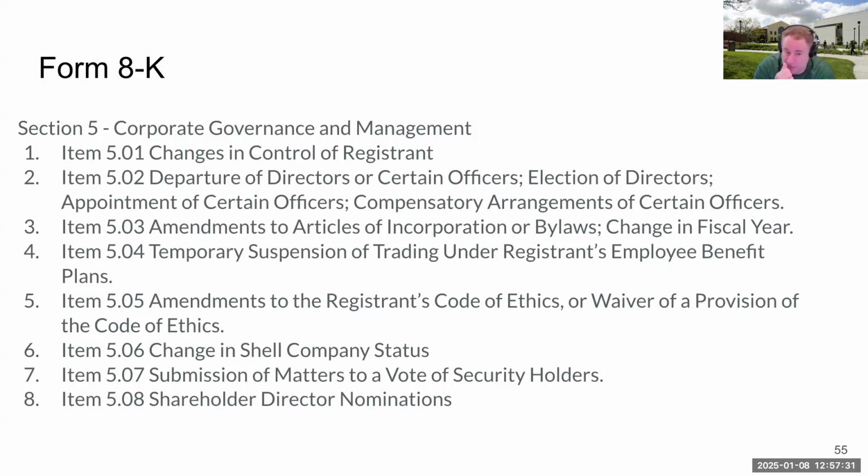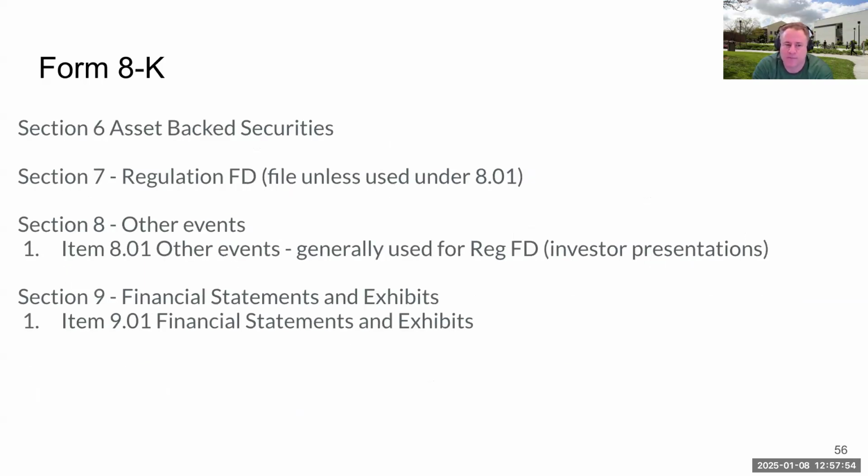Here we go, and I'll give you some examples of this one too. Changes in control of the registrant, departure of certain directors or officers, election of directors, amendments to the articles of incorporation, temporary suspension of trading, amendments to our code of ethics, change in shell company status, submission of matters to the vote of the security holders, and then shareholder director nominations. And then you see basically Section 6.